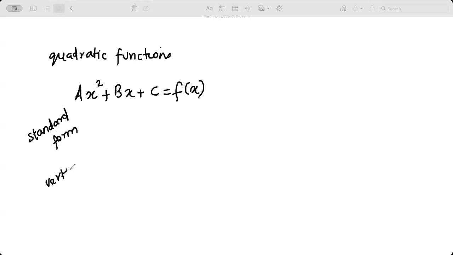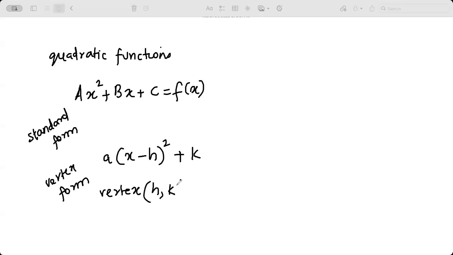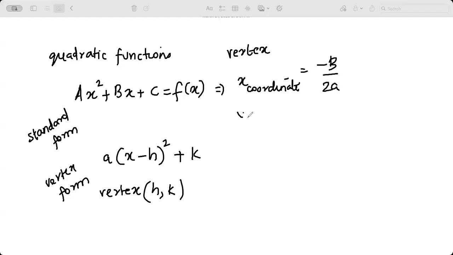Let me tell you about the vertex form. Vertex form is a times x minus h the whole square plus k. Here the vertex is h comma k. How do you find the vertex? The x coordinate of the vertex is minus b by 2a. The y coordinate of the vertex is, after finding the x coordinate, substitute that in the function and find out. Make sense?